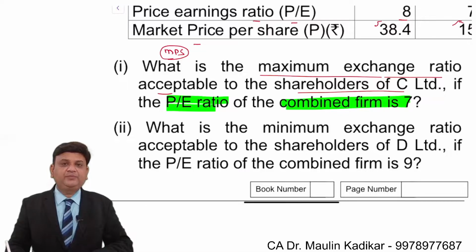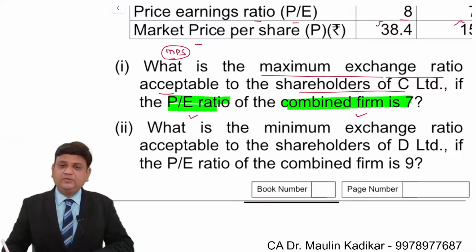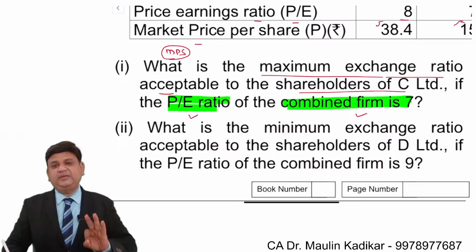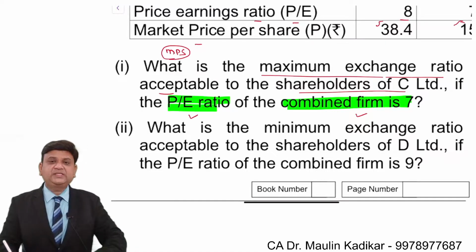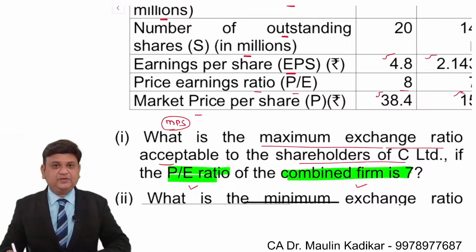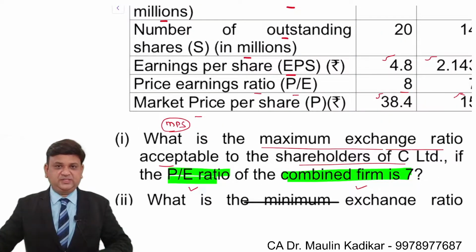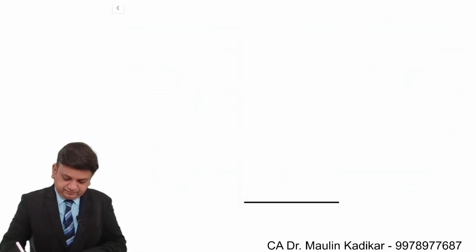Why? Because if we compute this answer from the EPS point of view, then the information of the price earning ratio will not be used. So from C Limited's point of view, we are required to calculate the maximum exchange ratio acceptable to C Limited so that MPS attributable to C is not reduced post merger. That is the question. I request all of you to give the answer for the first part in the chat box, and write down the answer.